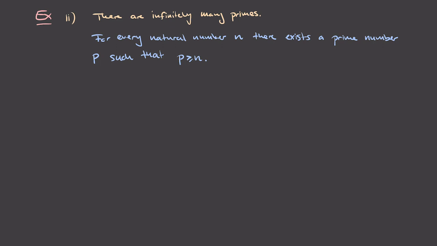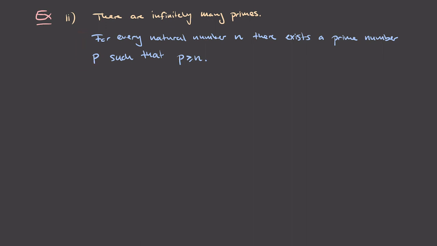Okay, let's think about why this is the same as the above statement. So basically I'm saying that regardless which natural number n I choose, I can find a prime number which is at least as big as n. Now, since there are infinitely many natural numbers, I can always choose a very large natural number and find the prime bigger, and then I can choose an even bigger natural number and find the prime that is again bigger and so on, and this gives me infinitely many primes.